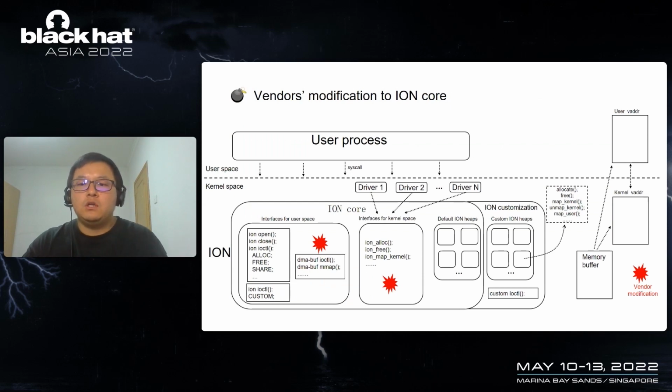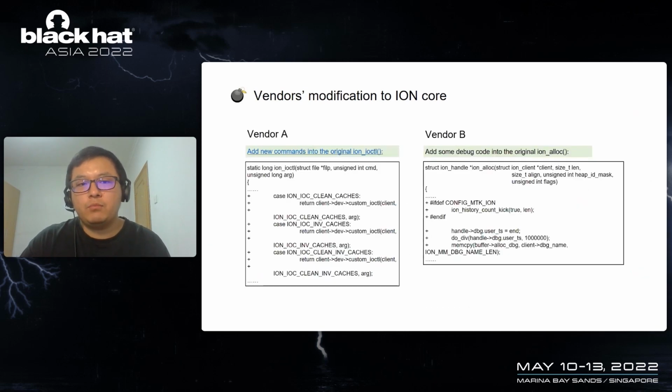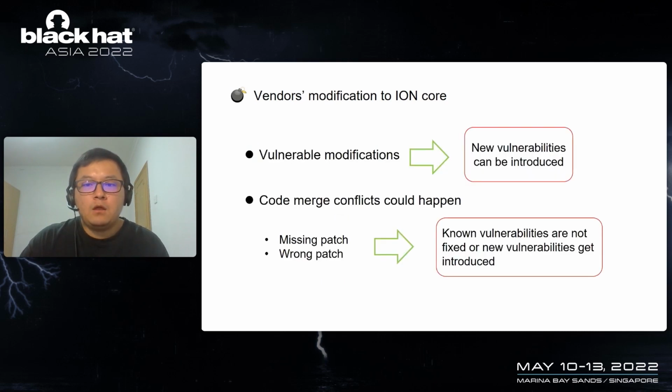Vendors' modification to ION core is an important characteristic of ION. We know that ION core is maintained upstream and vendors should not modify the ION core. But the truth is that some vendors are doing modifications to ION core. For example, we found that vendor A adds some commands into the original function ion_ioctl, and vendor B adds some debug code into the original interface ion_alloc. All these modifications might introduce issues.